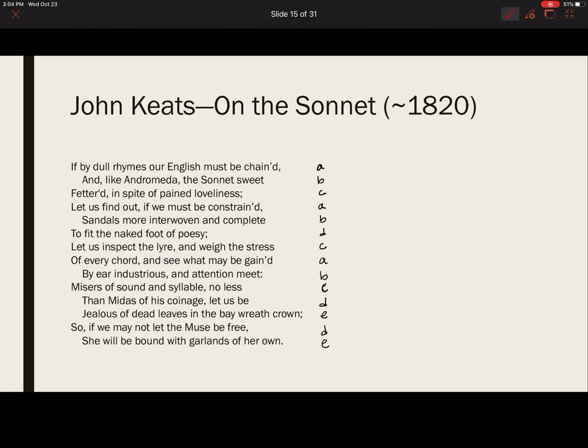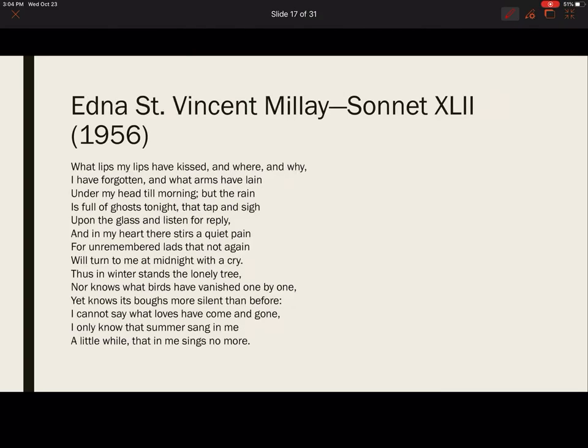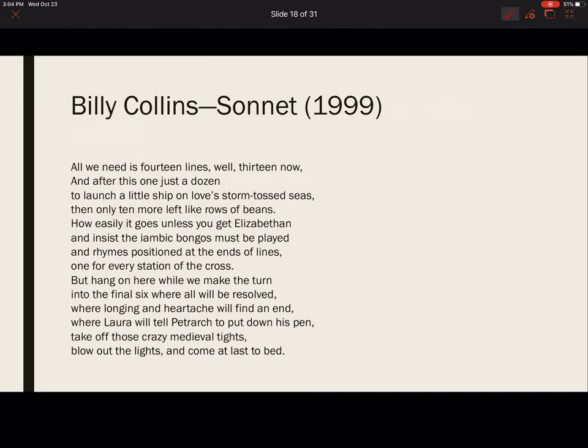Here's Keats on the sonnet. If you were looking up the sonnet form and that was your genre, this one might be good because he's writing about the sonnet form itself and the problems he has with it in the English language. These are some more just famous sonnets. How do I love thee? And what lips my lips have kissed.